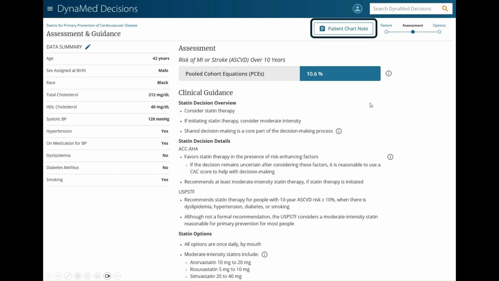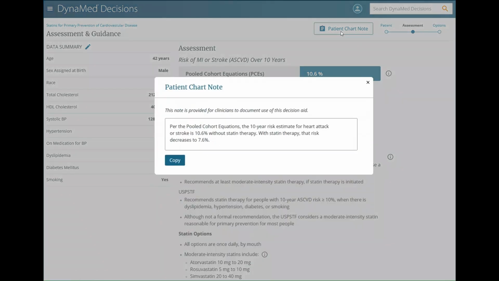In addition, there is a patient chart note, and if we want to take a sneak peek at what that looks like, we can click on that. And we see here some helpful text that the user can then copy to the clipboard and then into the patient's chart by virtue of this copy button.